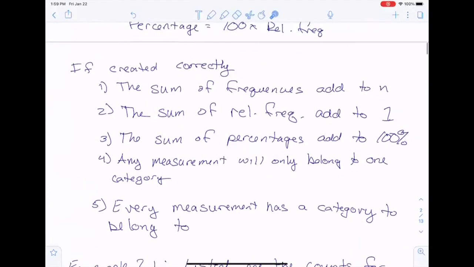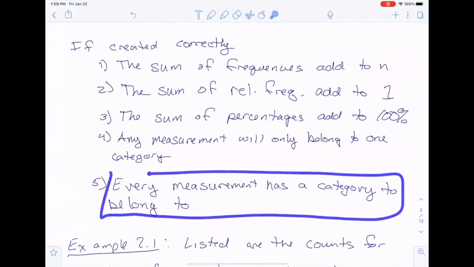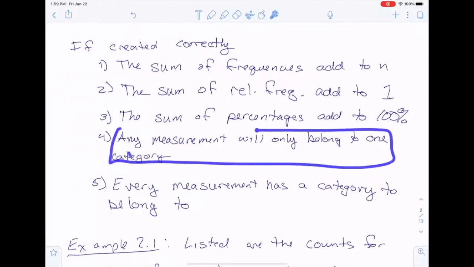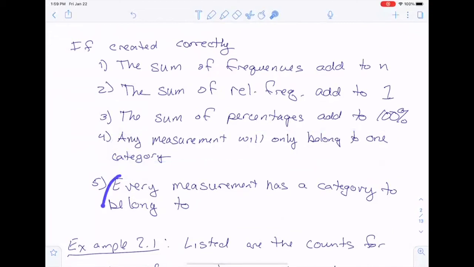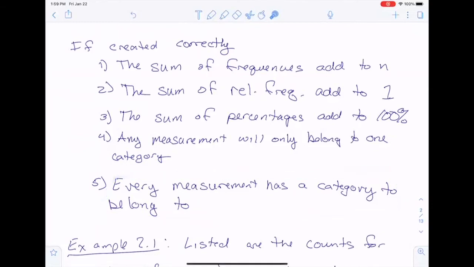And kind of a restating of what we just said, any measurement will only belong to a single category, and each measurement has a category to belong to. This kind of says nothing's repeated, right? Everything is in there once, and everybody has a home, right? There is one place for somewhere to go. So let's kind of practice building a frequency distribution.